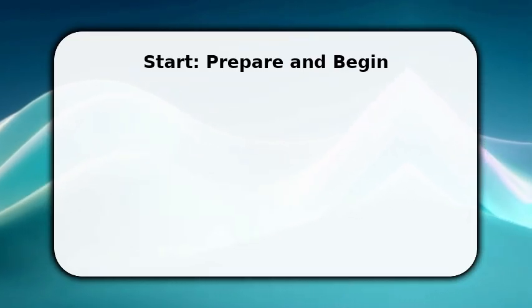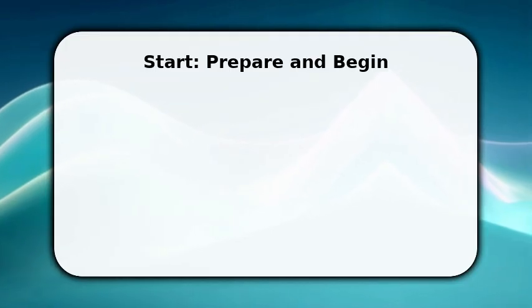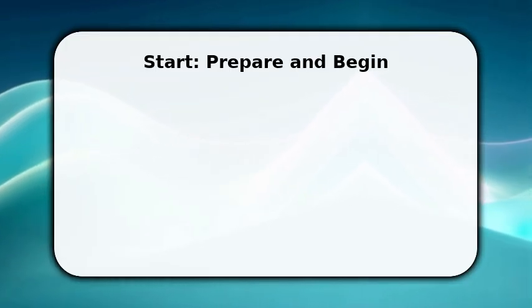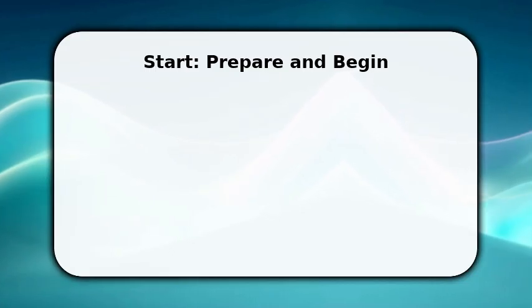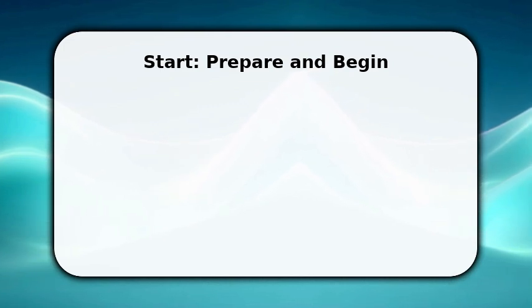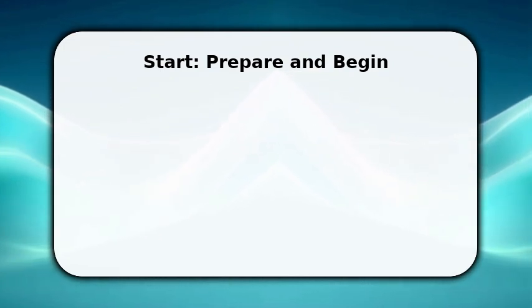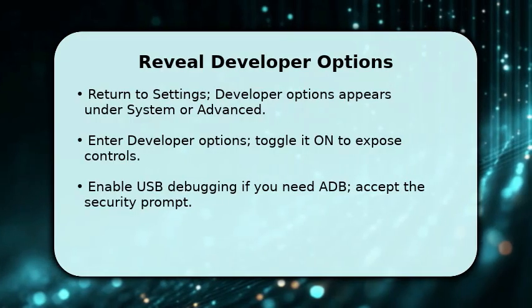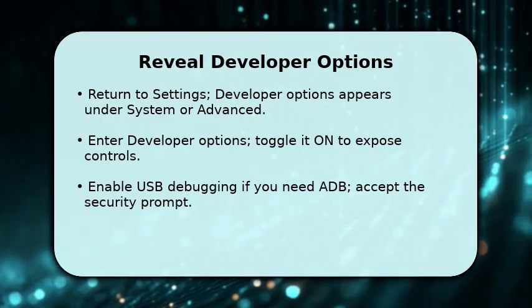You'll see a visual countdown or a message saying you are X steps from being a developer. Once done, enter your device PIN when prompted so the change is authenticated and saved. Once Developer Options is revealed, navigate back to Settings and locate it, often under System or Advanced.